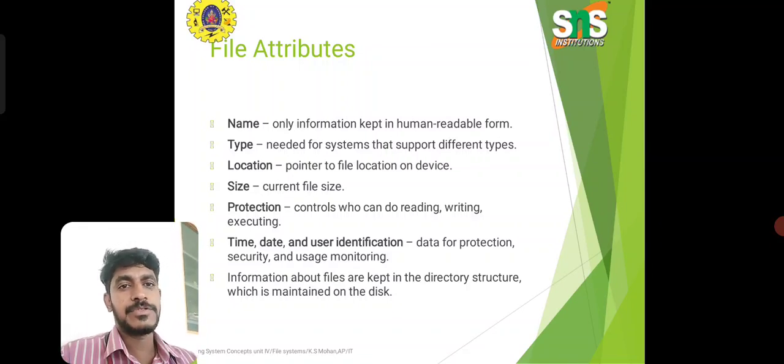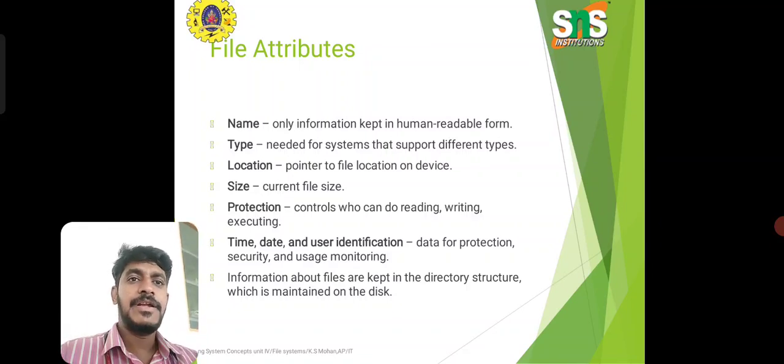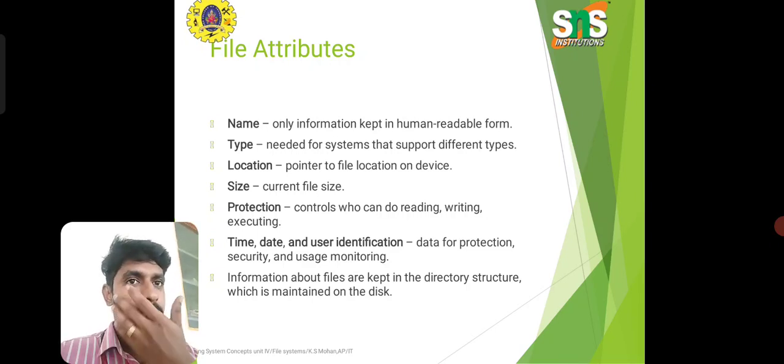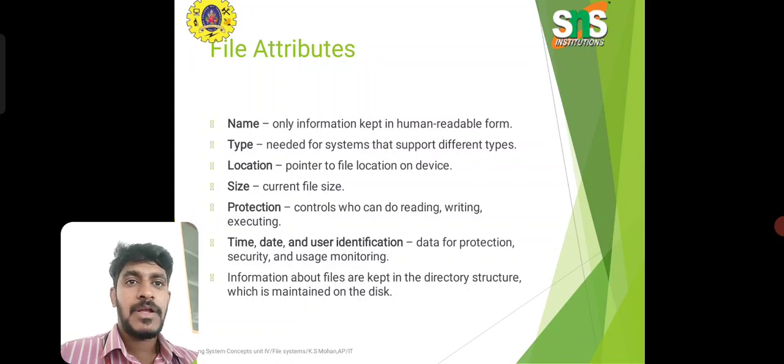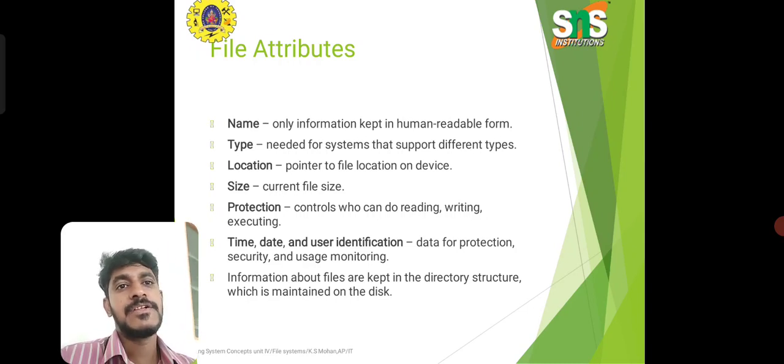For file attributes, the keyword to remember is NTLSP: name, type, location, size, protection, and so on. Time, date, and user identification will follow these. Information about files is kept in the directory structure, which is maintained on the disk. So this is about the file structure here.